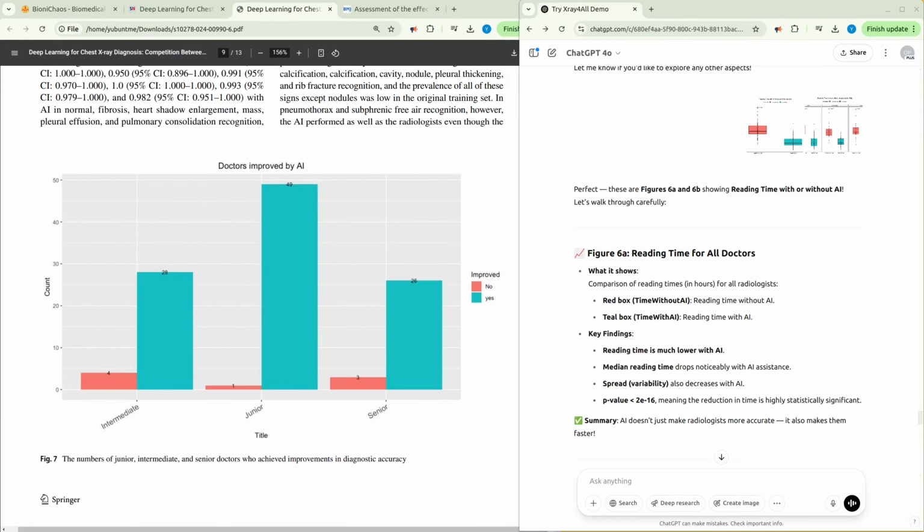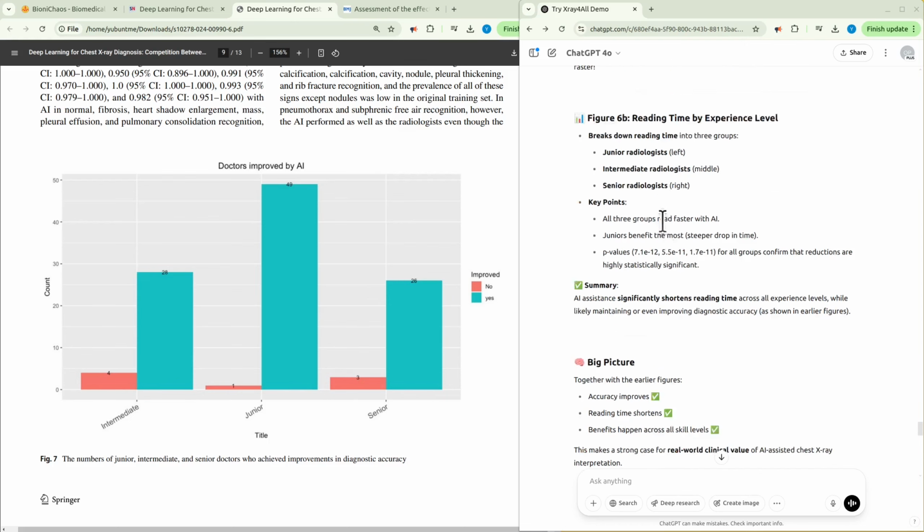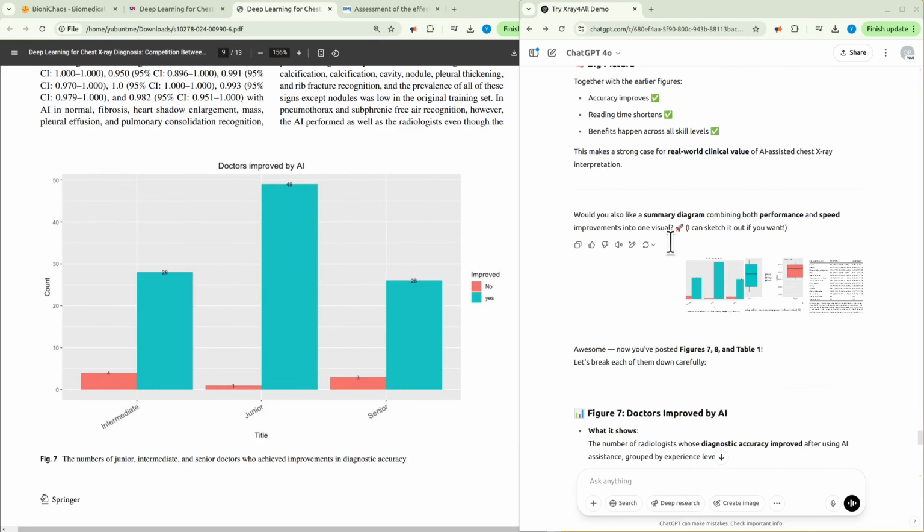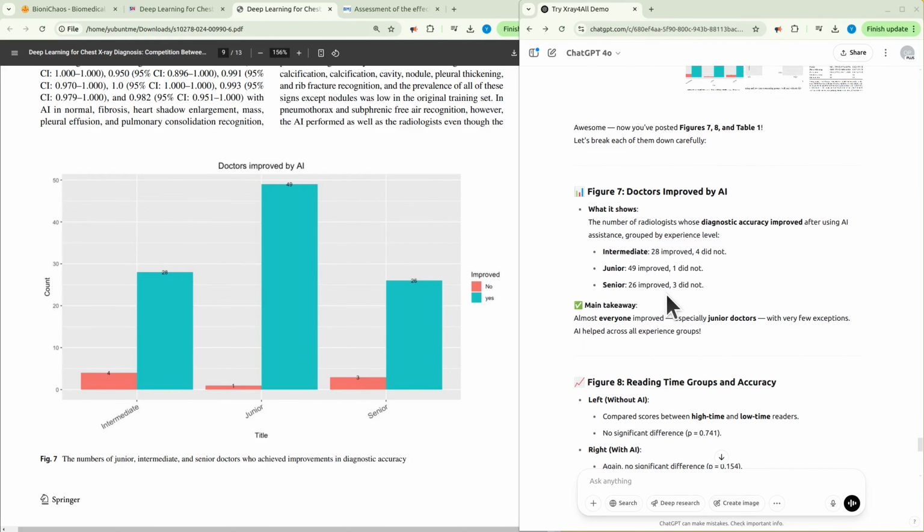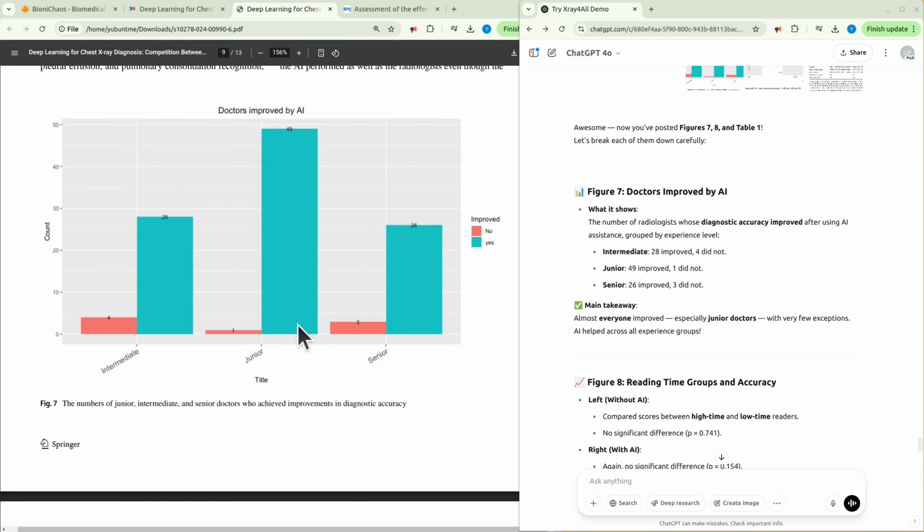Okay, can we move on to Figure 7 real quick? Be critical. Absolutely. Let's dive into Figure 7 with a critical eye. Big overview, Figure 7, doctors improved by AI. What it shows, the number of junior, intermediate, and senior radiologists who experienced improved diagnostic accuracy with AI versus those who did not. Major improvement, almost all radiologists, especially juniors, saw improvements with AI.